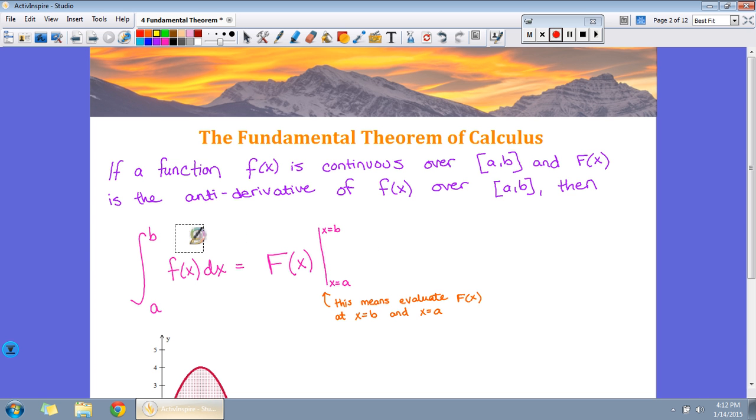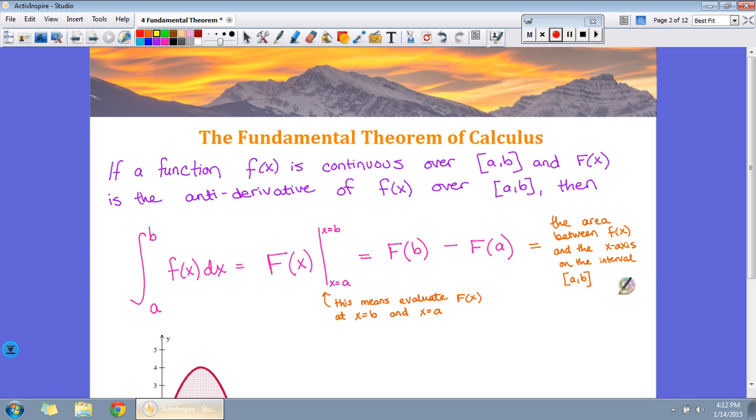To get the area, which is what a definite integral is, to get the area under a curve, or between the curve and the x-axis, we're going to do F of b minus F of a, and that equals the area between f of x and the x-axis on the interval from a to b.